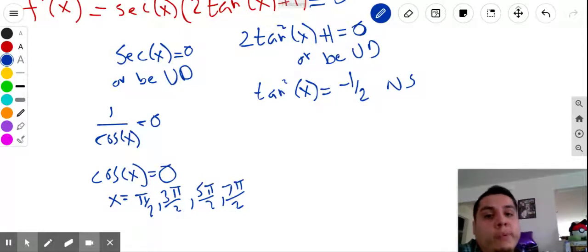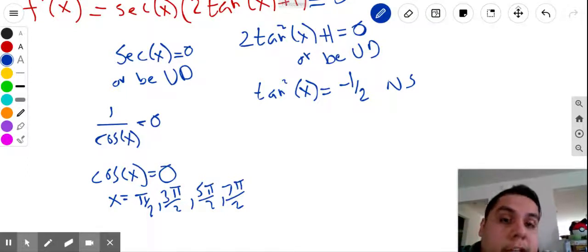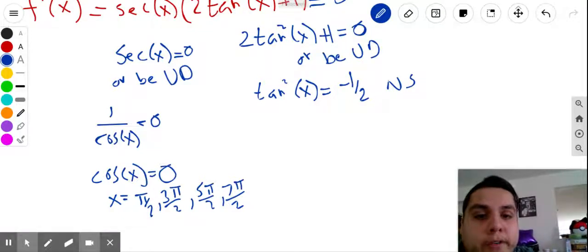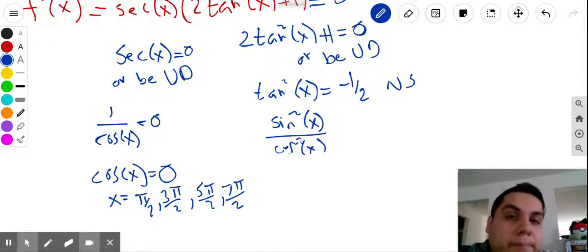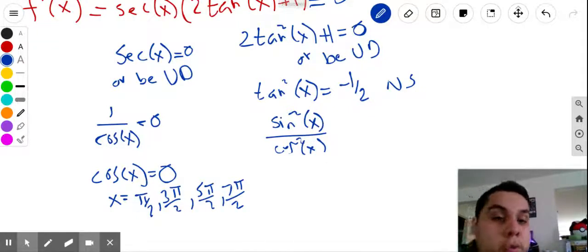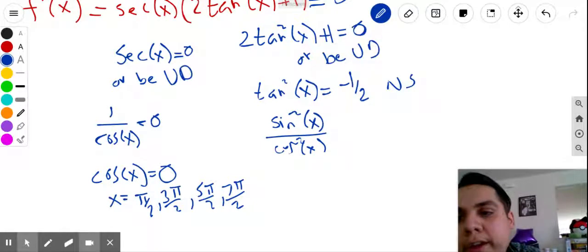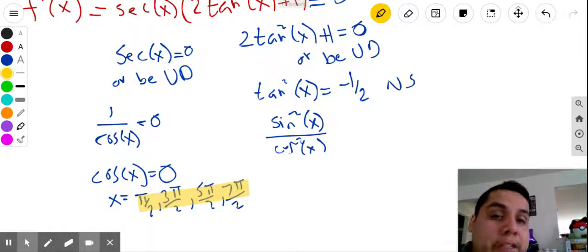And if I want to figure out when it's going to be undefined, okay. Well, if this is going to be undefined, it's got to come from the tangent squared, right? So tangent squared is actually sine squared of x over cosine squared of x. Oh, look, it's a cosine in the denominator. So as a result, I am left with these values to work with. These are going to be my points of inflection in the given interval, because it's from 0 to 4 pi.